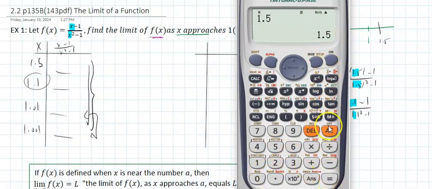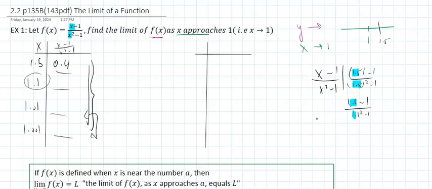That's stored in my answer. And now if I go parentheses, my answer minus 1, that's going to take 1.5 minus 1 divided by my answer, which is 1.5 squared minus 1. That's going to tell me what that value is. So we're not doing slope of the tangent anymore. We're just figuring out what y is reaching as I pick different values for x, and I got a 0.4. One value doesn't tell you anything.